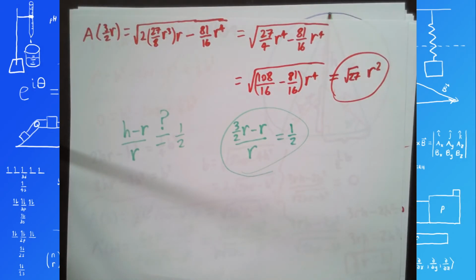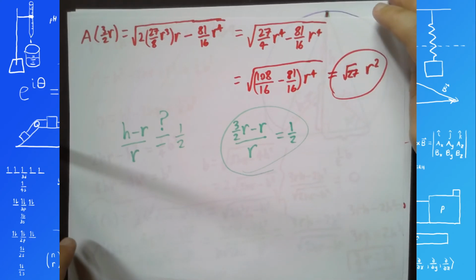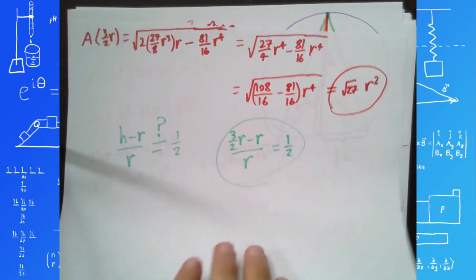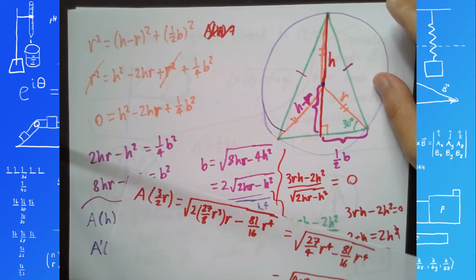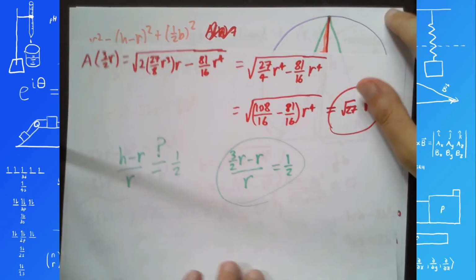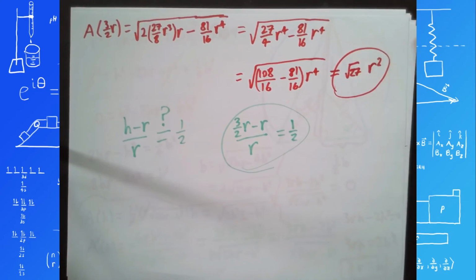The optimal isosceles triangle that can be inscribed in a circle to maximize area would be an equilateral triangle.